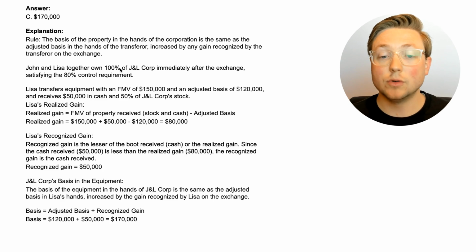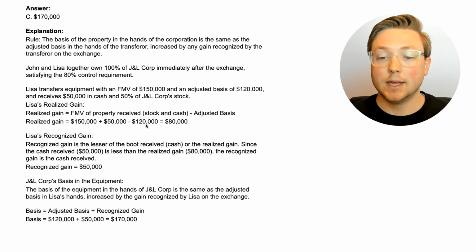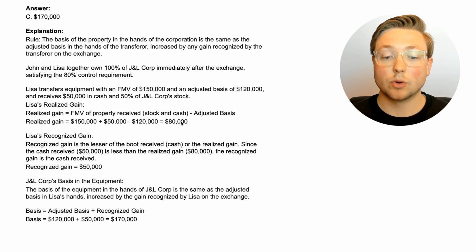First off, they do own 100% of the corporation together, so they meet that control requirement. So we're not dealing with the recognized gain being equal to the realized gain. So first we have to figure out what the realized gain is. And in this case, it's everything she received, the stock and the cash, less the adjusted basis, giving us a total of $80,000 realized gain.